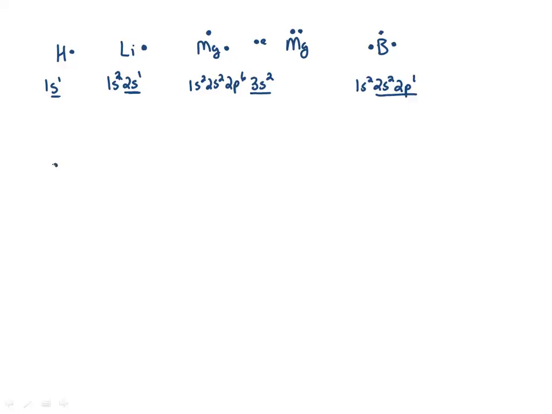Carbon then is 1s2, 2s2, 2p2, so we're going to draw 4. Nitrogen is 1s2, 2s2, 2p3, so we have to finally pair up a set of electrons. Oxygen, 1s2, 2s2, 2p4. I'm going to have to pair up 2 sets of electrons.